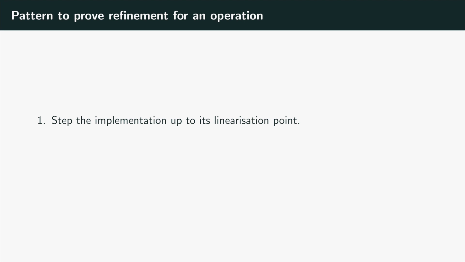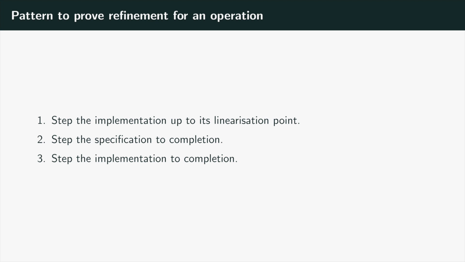We first symbolically execute the implementation up to its linearization points, and this is why linearization points are very important when proving refinement. The linearization point is the execution step where the implementation changes its abstract state. So the specification must also change its state accordingly at this step. Hence, we symbolically execute the specification to completion. And finally, as the last step, one symbolically executes the implementation to completion.